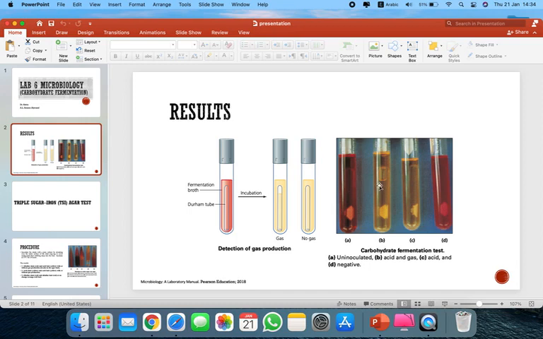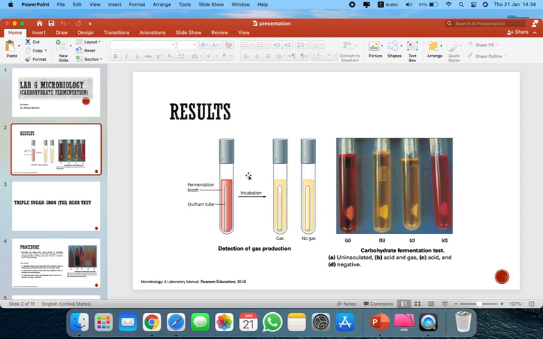So, for example, you can see this structure here, right? This structure is called a Durham tube. Why do we need this? We need it to indicate any gas forming. If there is any gas, you can see the bubbles. If there is no gas, you cannot see any bubbles, only the fluid inside the tube. You can see here there is a bubble and there is no bubble.